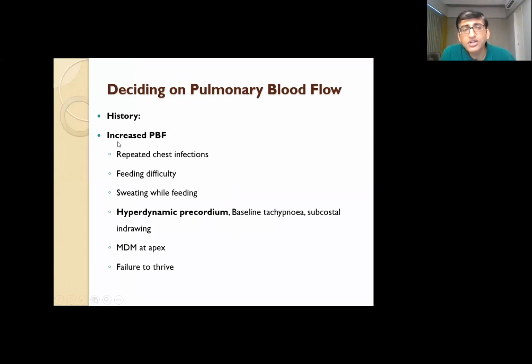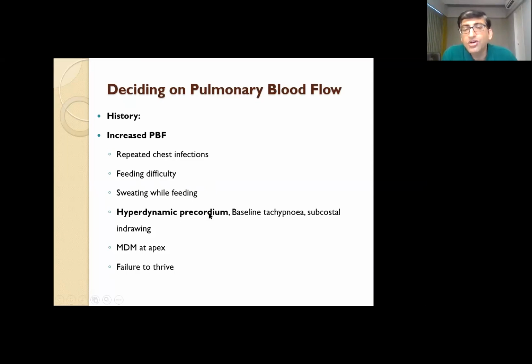What are the clinical features of increased pulmonary blood flow? We discussed all these features in our first case scenario. If the child is having repeated episodes of chest infection, feeding difficulty, suck-rest-suck cycles, sweating while feeding, hyperdynamic precordium, baseline tachycardia, tachypnea, subcostal retraction, mid-diastolic murmur at the apex, and failure to thrive. Among all the features, the easiest feature from clinical would be the hyperdynamic precordium.